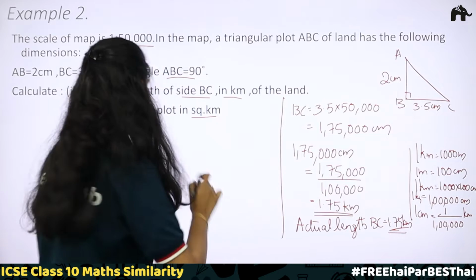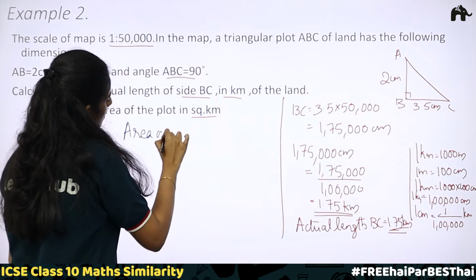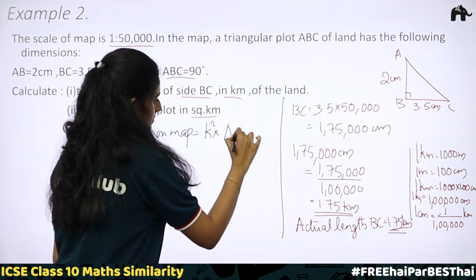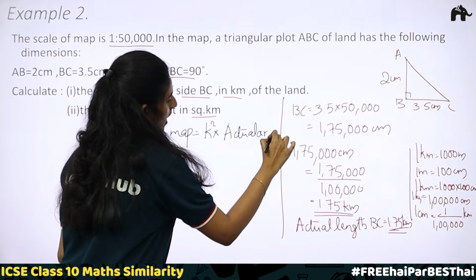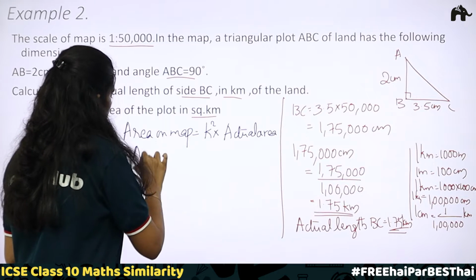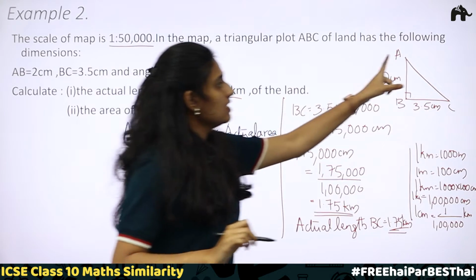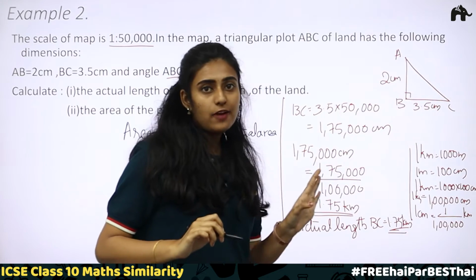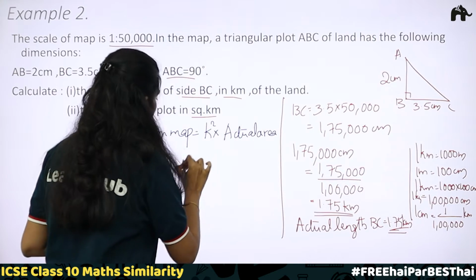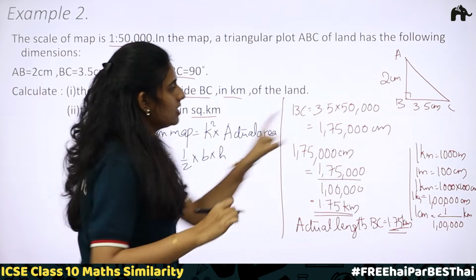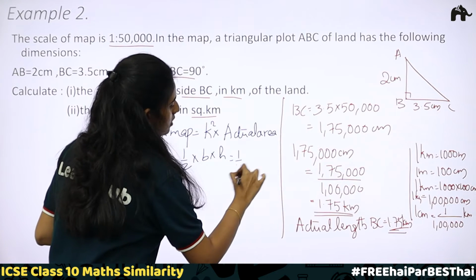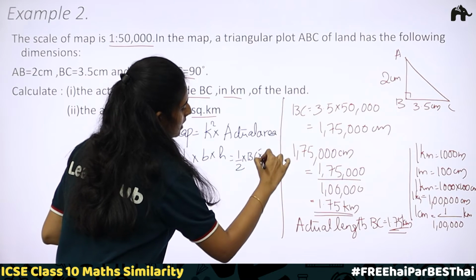Next is to find the area. We have area on map is equal to K square into actual area. Yes, K square into actual area. Now what is the area on map? We have to find area on map. This is a right triangle. For a triangle, how to find area? Base and height we need to know. So, area of triangle is half into base into height. For this triangle, base is BC and height is AB.